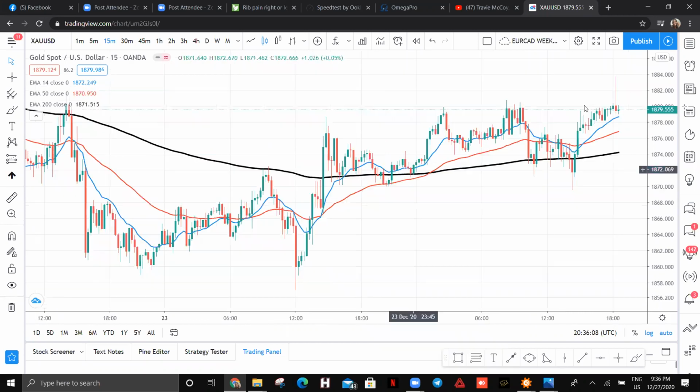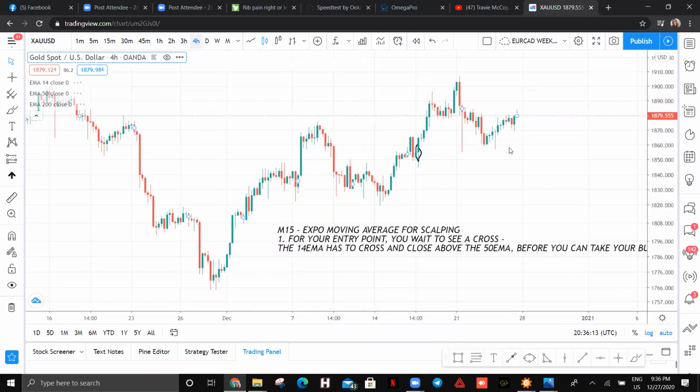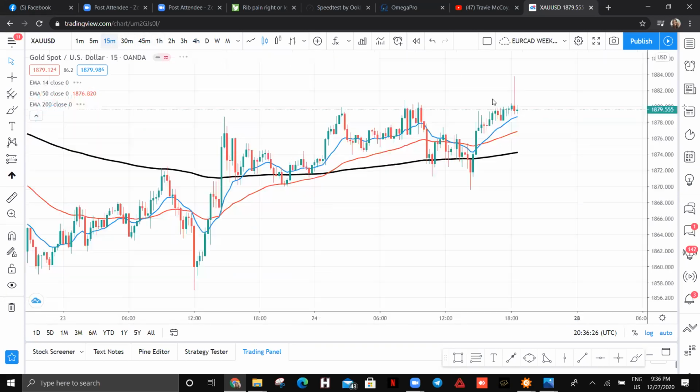What's going to happen? Remember, on our H4, we saw that price is above the 200 EMA. So we should be looking at what? Buy opportunities for using this strategy. We should be looking at more buy opportunities. Now, when I come to the 15 minutes, I will see that price is still above my 14 and 50 moving average.